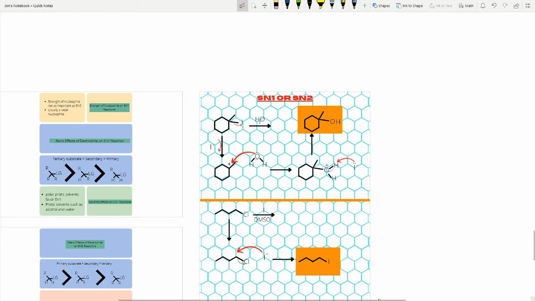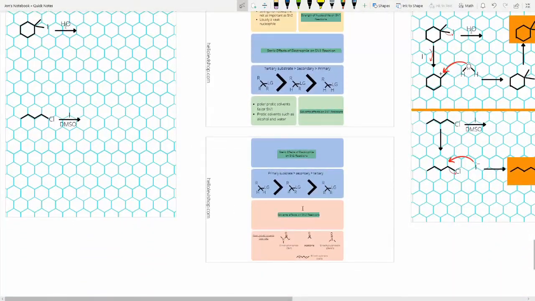All right, and now if we go back to the first example, we can see this last example right here. We have a primary substrate as well as it is all in DMSO. Now again, if we look at this flashcard right here, the study aid, we see that the primary substrate as well as aprotic solvents favor SN2 reactions. So primary substrate right here, as well as DMSO, which is a polar aprotic solvent, which favors SN2.